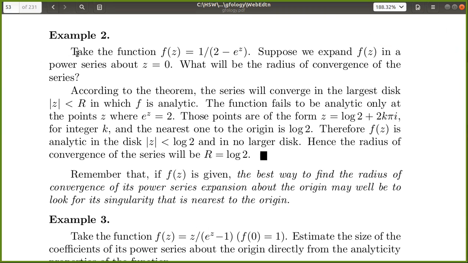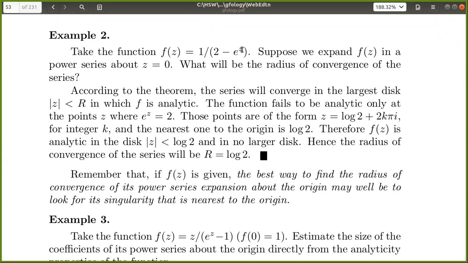So this is the example which we are dealing with, the function f(z). Is my pointer also visible? Yes, it's visible. So this we have already figured out. The radius of convergence is log 2. As we already said, if f(z) is given to you, then the best way to find the radius of convergence of this power series is to consider expansions about the origin.